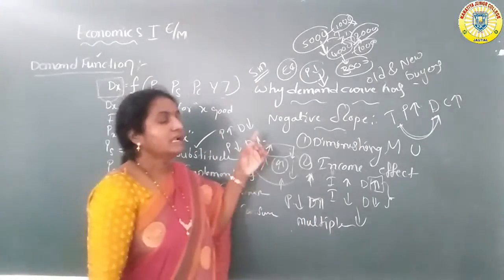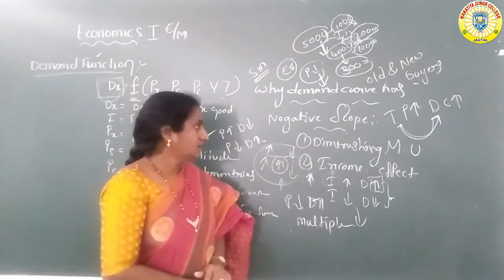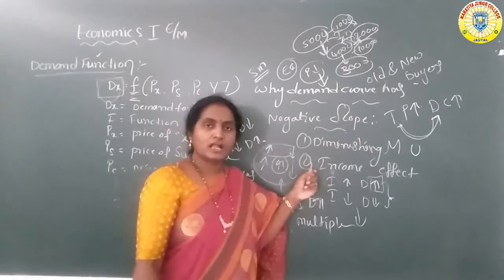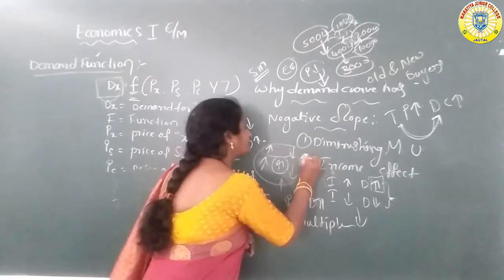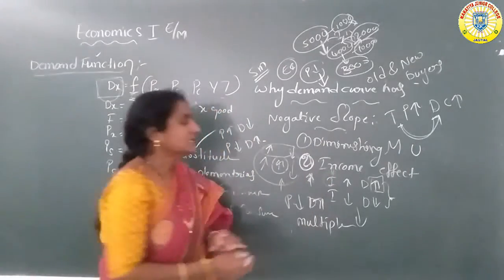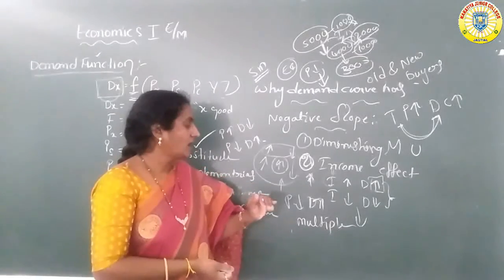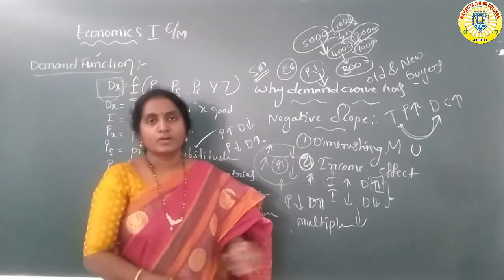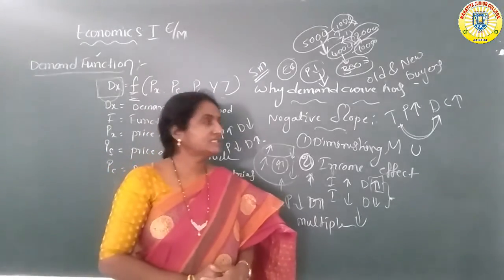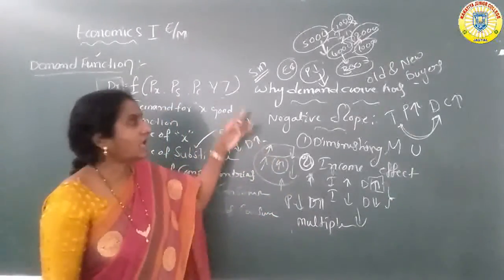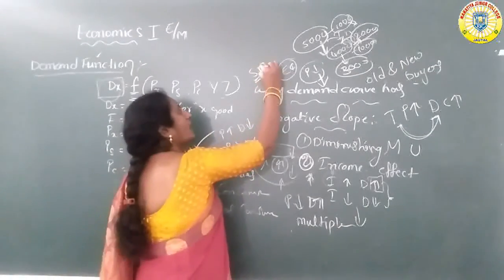First one is diminishing marginal utility. Second is the income effect of the consumer, third is the substitution effect, fourth is the multiple use of goods, and fifth is old and new buyers. These are the reasons for the negative slope of the demand curve, and this is an important 5-mark point-of-view question.